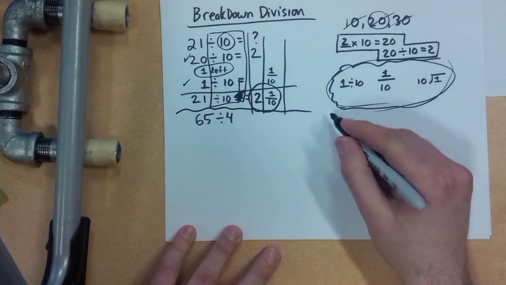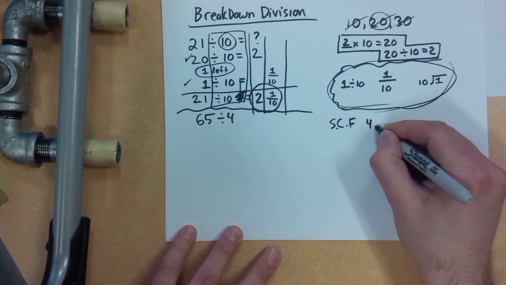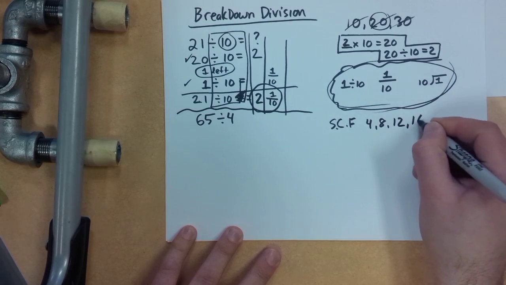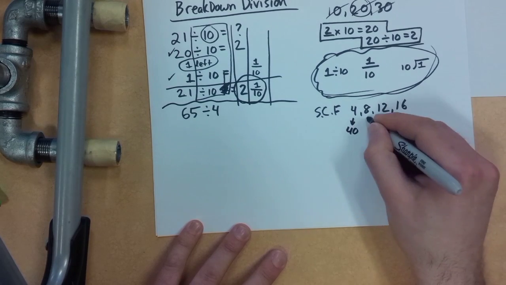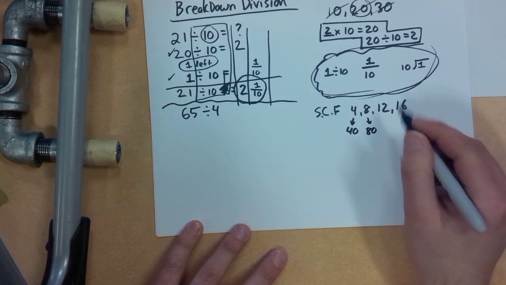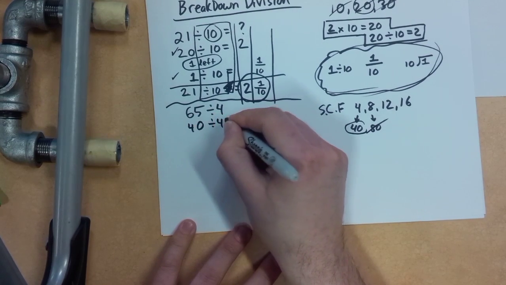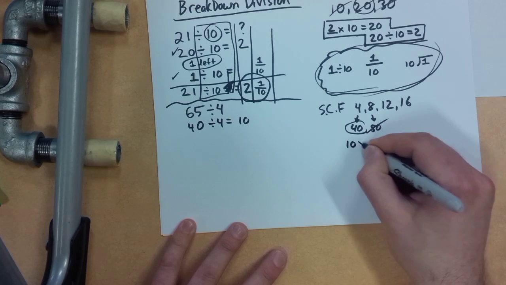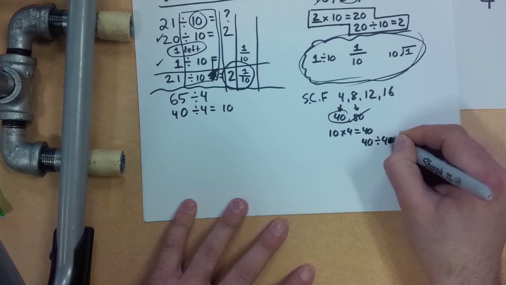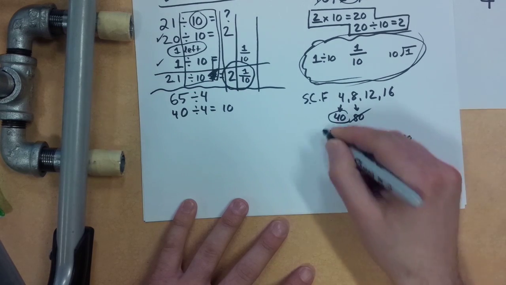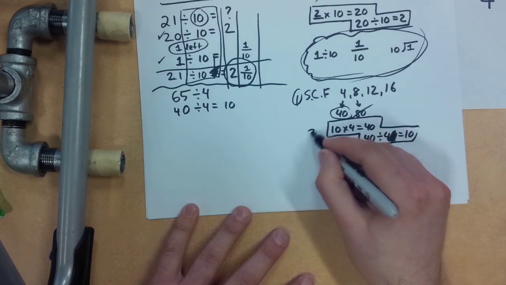Okay, let's try this other one. 65 divided by 4. So now I'm going to make my skip count family. This is my first step. So 4, 8, 12, 16, this is going to take forever. Why don't I try amping it up by 10? I can go up to 40, I can go up to 80. Well, that's too high. Why don't I just use this? So I'm going to go 40 divided by 4 equals 10. I know that because 10 times 4 gives me 40. So 40 divided by 4 gives me 10. So a little bit of a related statement in there.